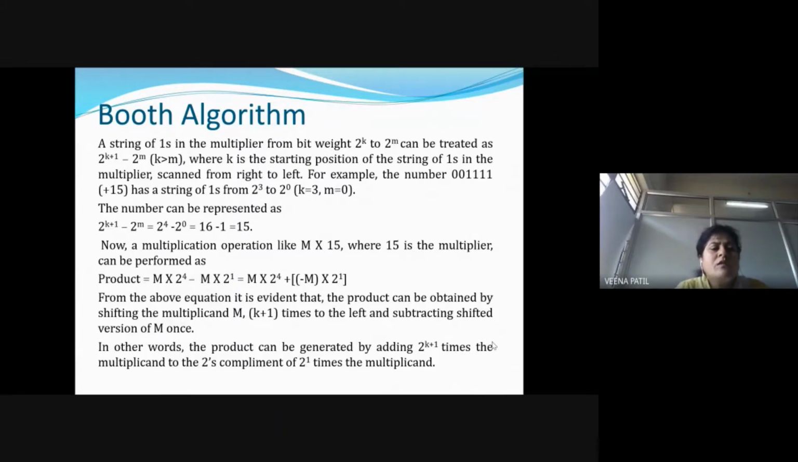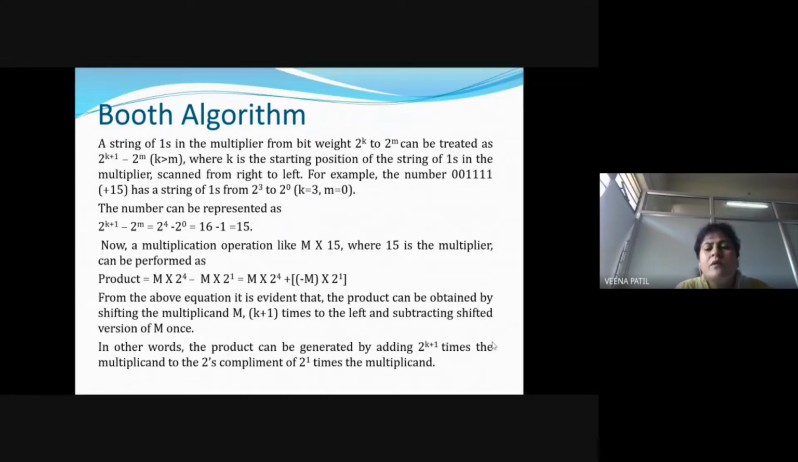The algorithm says that a string of ones in the multiplier from bit weight 2 raised to k to 2 raised to m can be treated as 2 raised to k plus 1 minus 2 raised to m, where k is greater than m and k is the starting position of the string of ones in the multiplier. Now, scan from right to left.